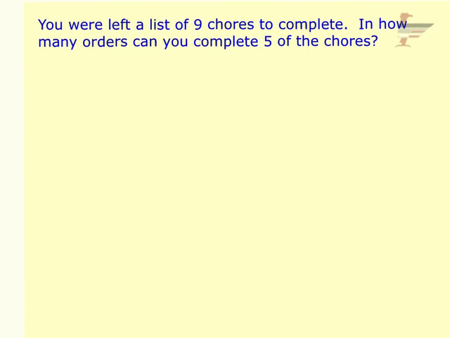So here is an example. You were left a list of 9 chores to complete. In how many orders can you complete 5 of the chores? First of all, order here is going to matter. And why does it matter? Because if you do chore A, B, C, D, E in that order, or if you do B, A, C, D, E, you've switched around the first 2 chores, and that's going to be a different ordering. So the order matters in which you complete these 5 chores, which means it's a permutation.